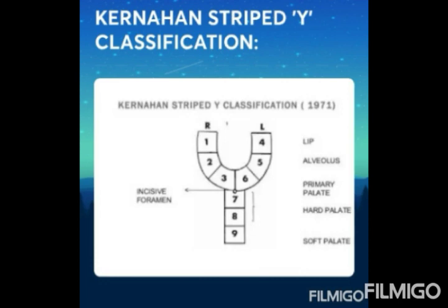The third classification is Kernahan's striped-Y classification. Here the striped-Y classification was first introduced in 1971. Number 1 is the right lip, number 2 is the right alveolus, number 3 is the right alveolar process to the incisive foramen. The round structure is the incisive foramen.